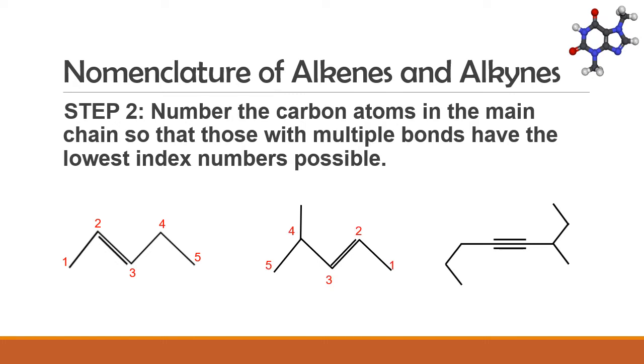In the third example, when the double or triple bond has the same carbon number, whether numbered left to right or right to left, the numbering begins from the side closest to a side chain. In our example, the numbering is from right to left because of the side chain methyl.